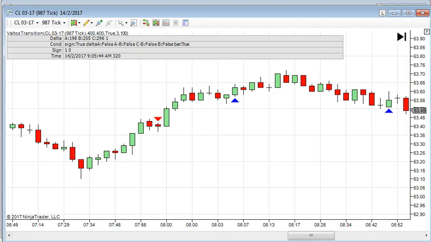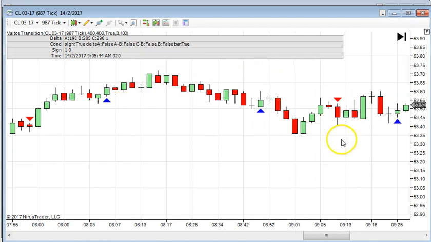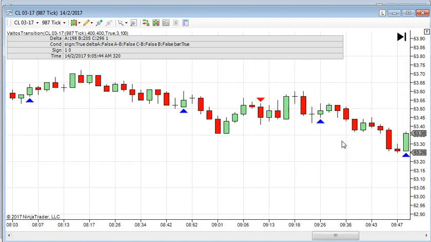Yeah, this one's the crude oil. I have to make sure I change my charts this week. It's almost the roll period. This is the 987 tick chart in crude, with transition settings of 3, 100, 400. The sell didn't work. This buy a little bit. The market wasn't that much movement this morning.